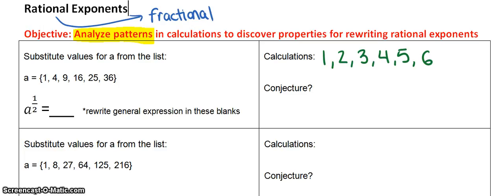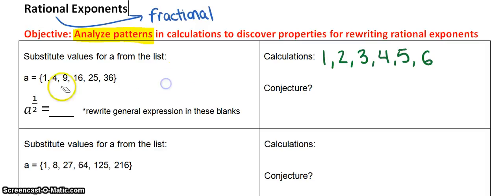You don't want to take my word for it, you want to try it on your own. If you do substitute these values in for a, you should get that 1 to the 1/2 gives you 1, 4 to the 1/2 gives you 2, so on and so forth. 9 gives you 3, 16 gives you 4. So in your conjecture, you should be thinking about, okay, when I'm taking a to the 1/2 power, what is that the same as? For example, if you just learned that 16 to the 1/2 equals 4, what else can you do to 16 that would give you an output of 4?